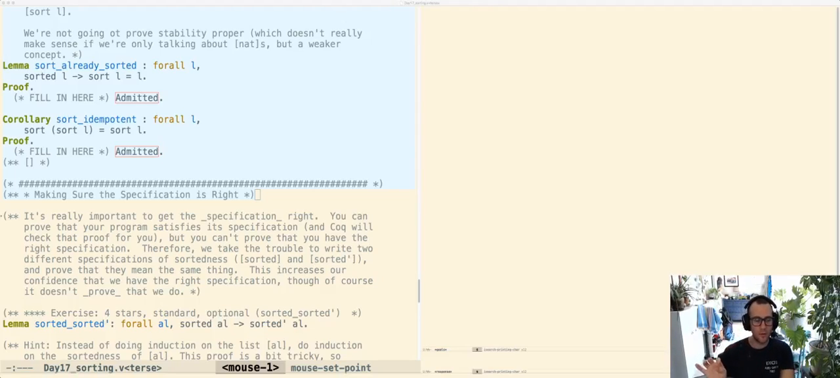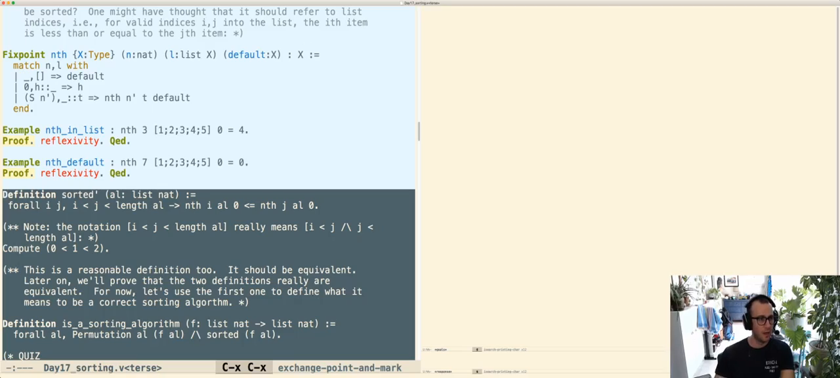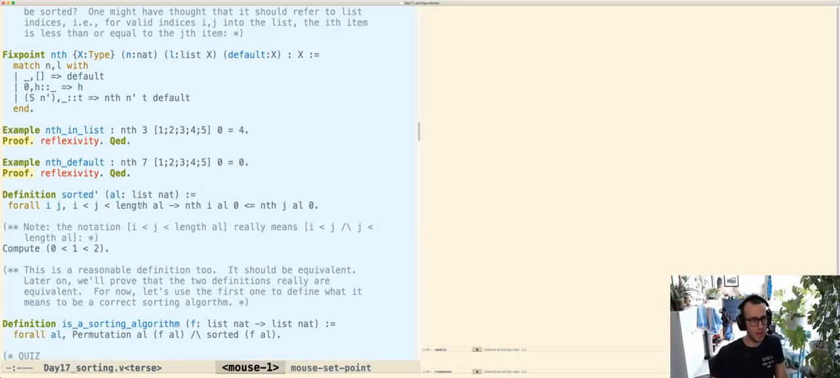Just want to quickly go over the relationship between sorted and sorted prime. There's some optional exercises here, no actual work for you to do, but I still think it's worthwhile content to take a look at. So if you remember, sorted prime said, okay, here's a different way to think about sortedness.